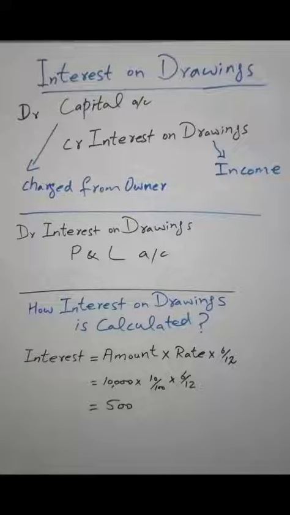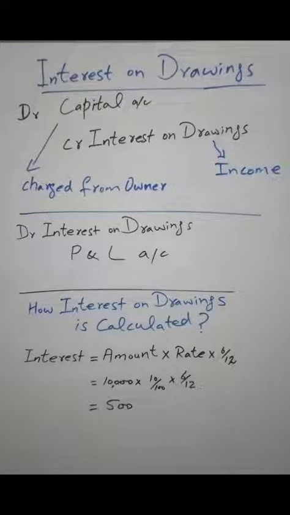How is interest on drawings calculated? Sometimes the business charges interest on the funds withdrawn by the owner. When the owner pays interest, it becomes interest expense and is adjusted against capital. That's why we debit the capital account and credit the interest on drawings account. It's a nominal account and is closed at the end of the year. So debit interest on drawings and credit profit and loss account.